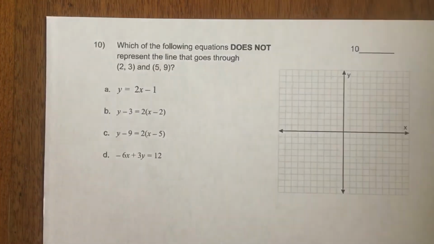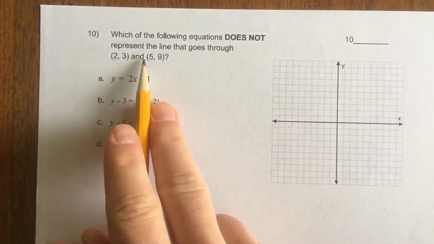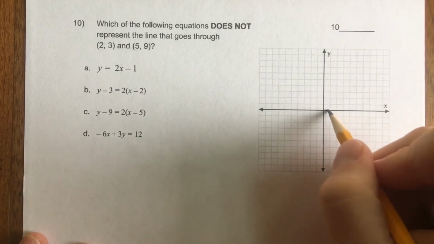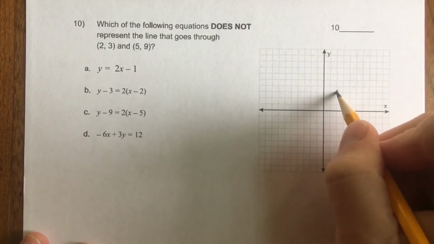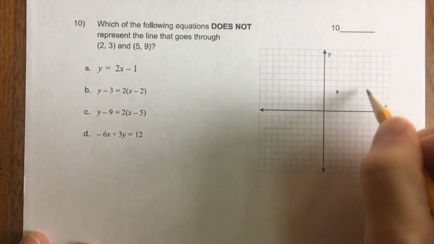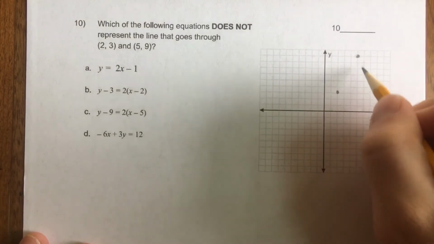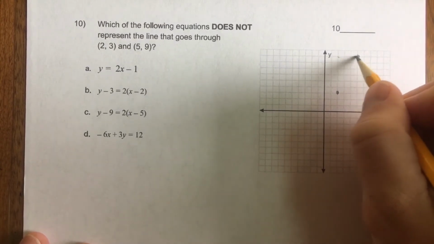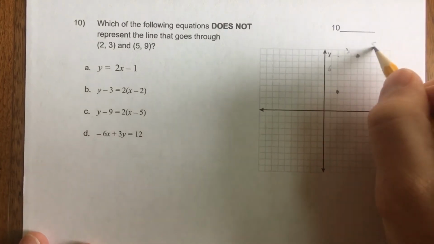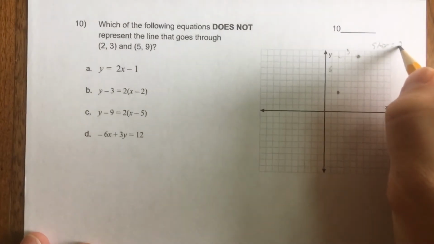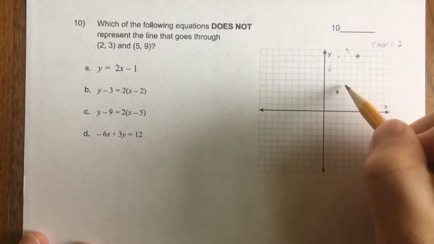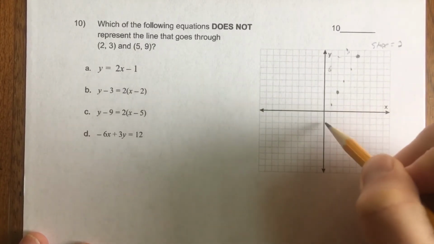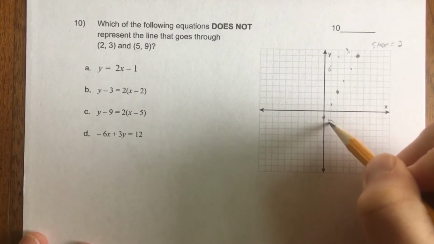For number 10, it says, which of the following does not represent the line that goes through 2, 3? So again, let's get a visual. 2, 3 is right there, and 5, 9 is right there. If I look at that, I go up 6 and over 3, so I have a slope of 2. With that in mind, if I bring it backwards, I see that I hit the y-axis at -1.